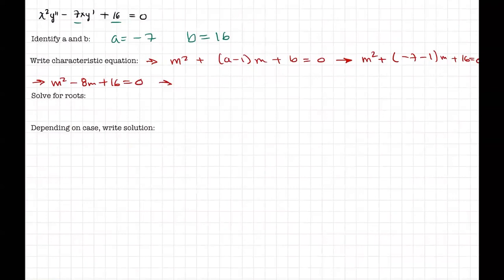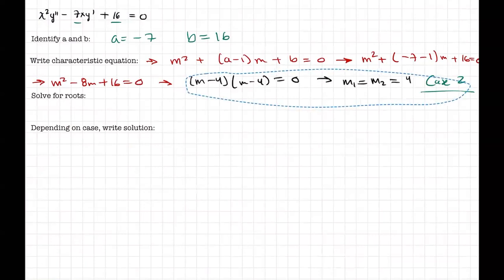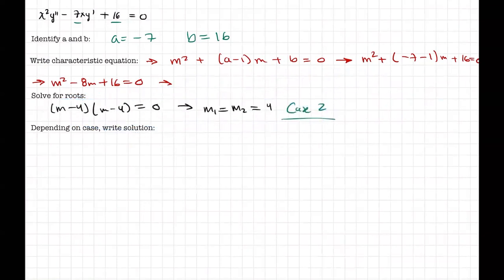So let's solve for the roots. We can factor this one out: we have (m minus 4)(m minus 4). So m1 is equal to m2, which is equal to 4. So we get case number 2, a double root. Basically we did all of this to solve for the roots, and now, depending on the case, we write our solution. For a double root, the solution should be of the form c1 plus c2 times ln of x, and all of that times x to the m.